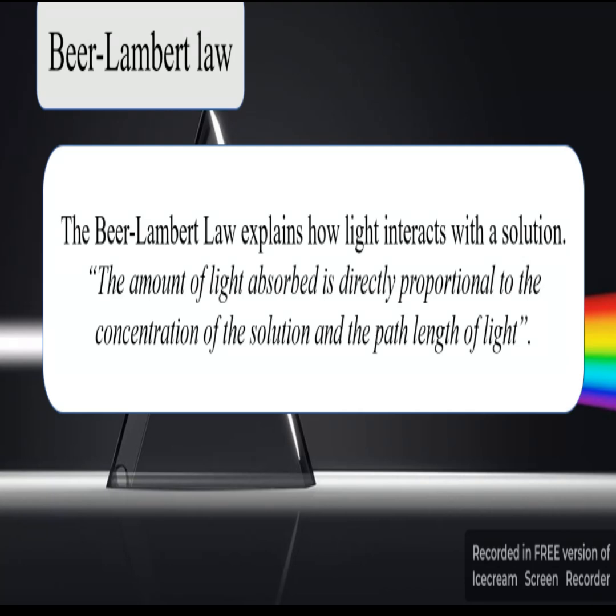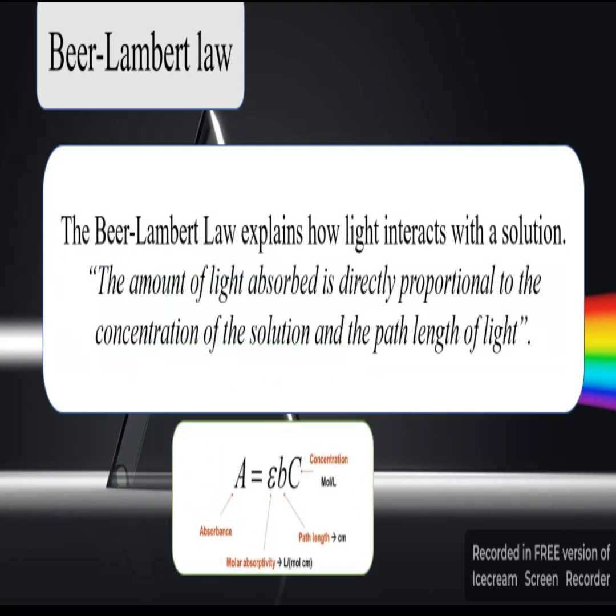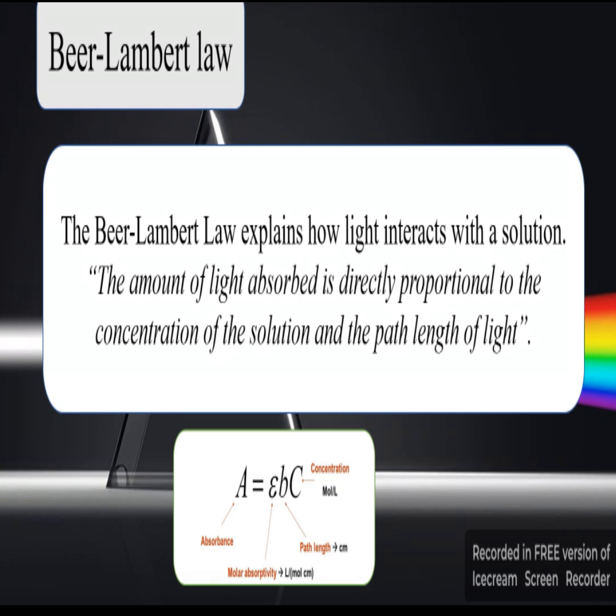Let's see the mathematical relationship of the Beer-Lambert law. This is the mathematical relationship of the Beer-Lambert law, where A equals EBC. A is the absorbance, E equals the molar absorptivity or the proportionality constant. B is the path length in centimeters, while C is the concentration in moles per liter.